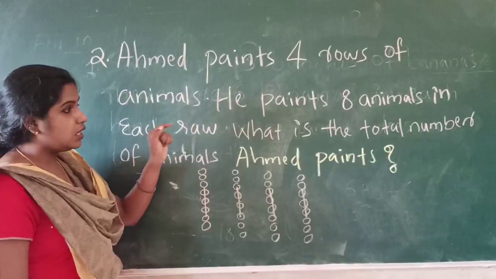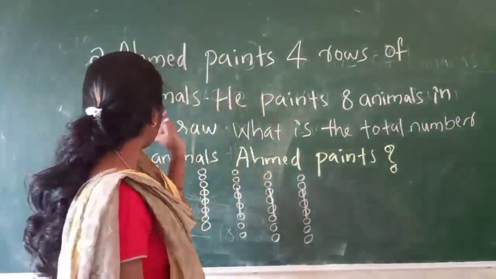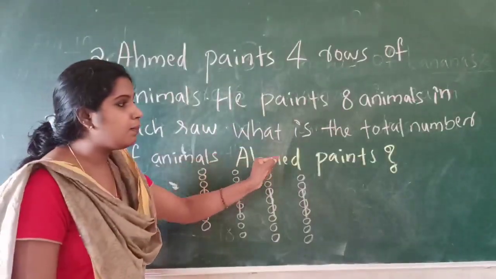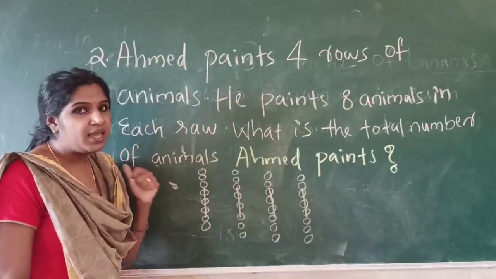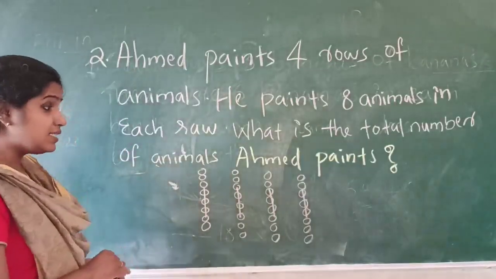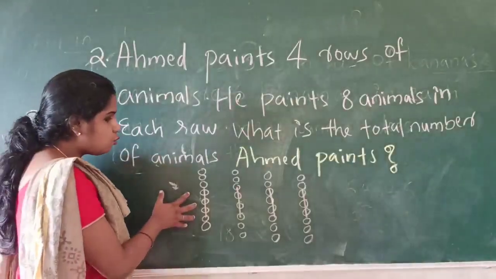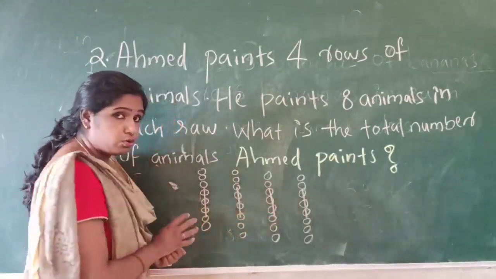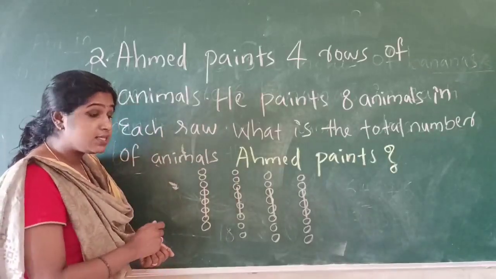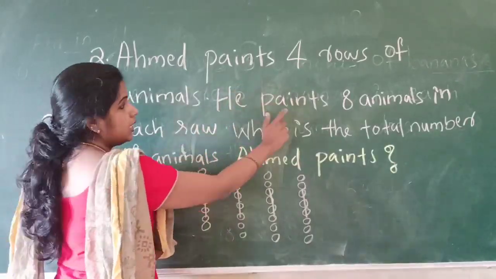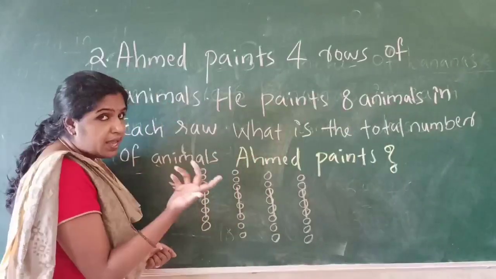Then what is the question? What is the total number of animals Ahmad paints? Let's see. Here, there are 1, 2, 3, 4 rows. 4 rows, and in each row, how many animals? 8 animals. In each row, he painted 8 animals.